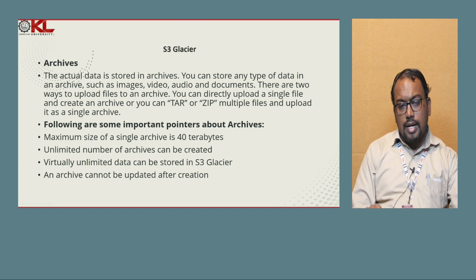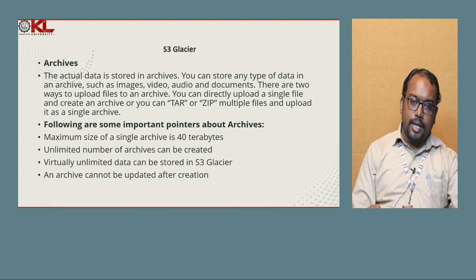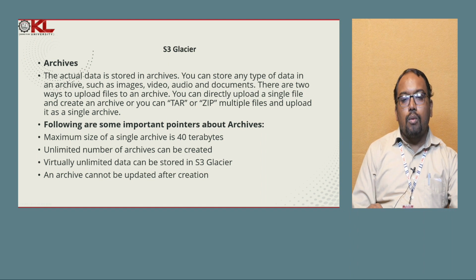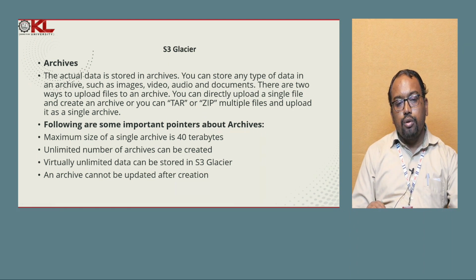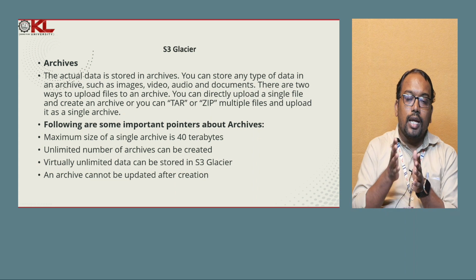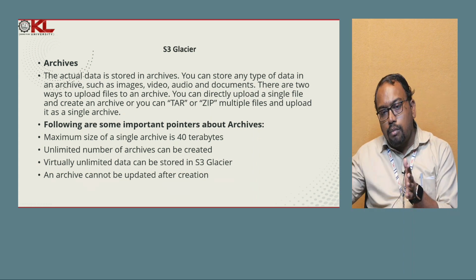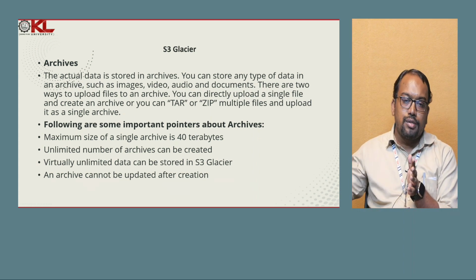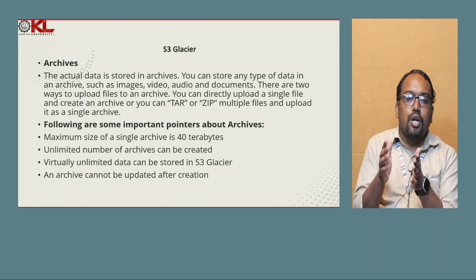Following are some of the important points about the archives. The maximum size of a single archive is 40 terabytes. An unlimited number of archives can be created. Virtually unlimited data can be stored in S3-GLACIER. An archive cannot be updated after creation. So once the archive is created, you cannot update it, but you can keep on adding as many archives as you want. So a single archive is 40 terabytes.